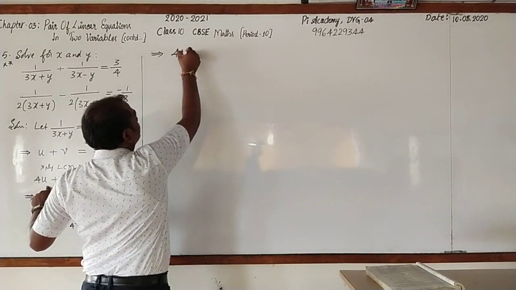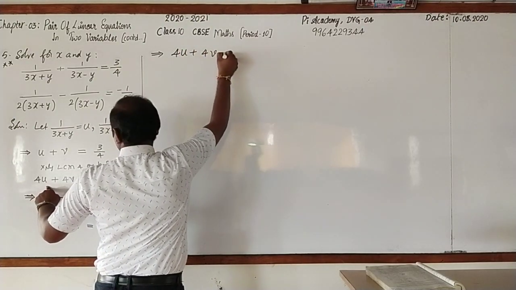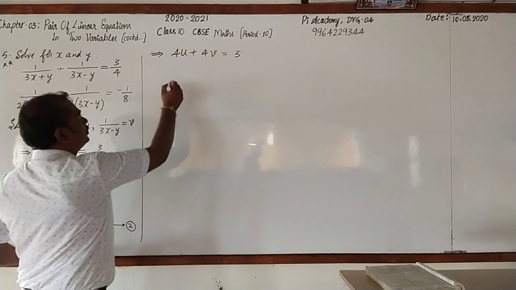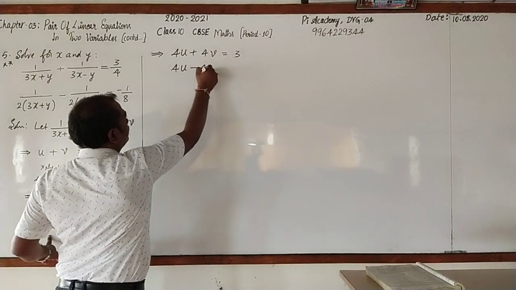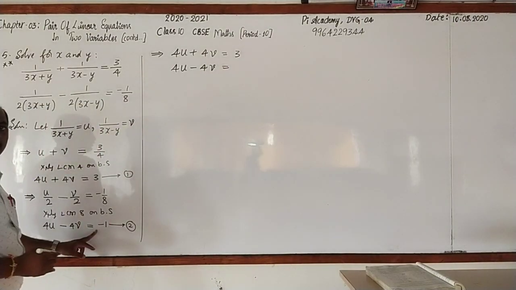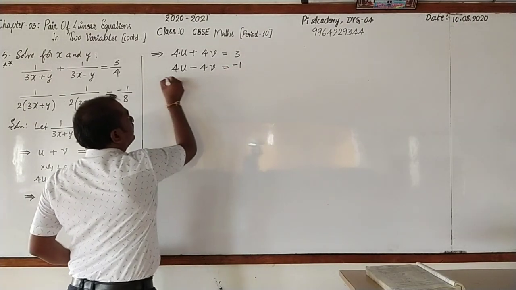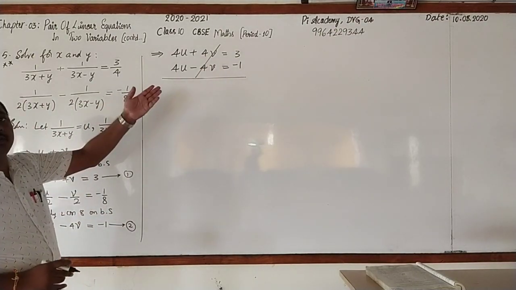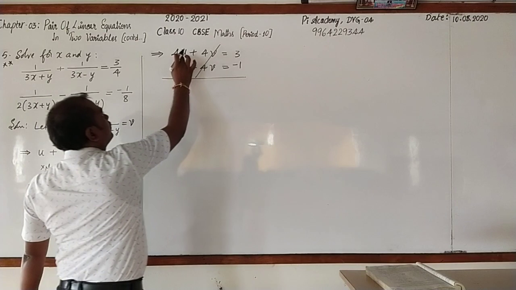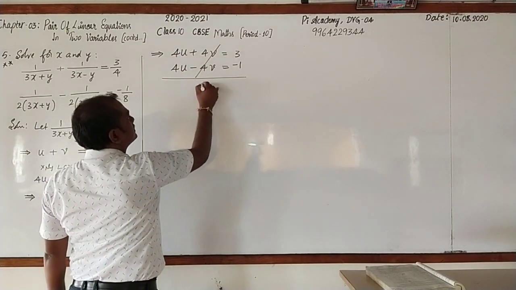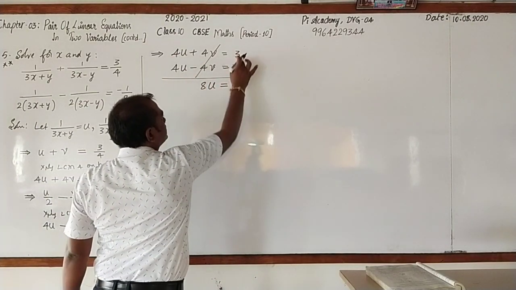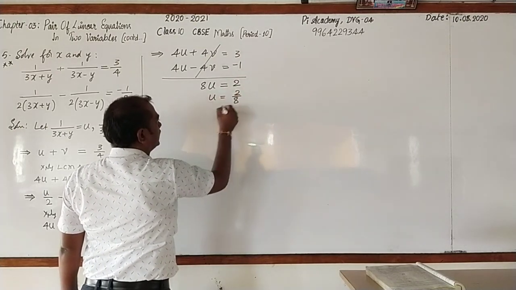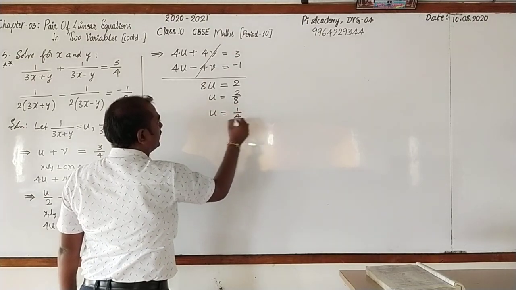It is 4u plus 4v is equal to 3, and next 4u minus 4v is equal to minus 1. Then see that the coefficients are the same with different sign. You can go for cancelling them. What is 4u plus 4u? This is 8u is equal to, what is 3 minus 1? This is 2. Then u equal to 2 by 8, u equal to 1 by 4.